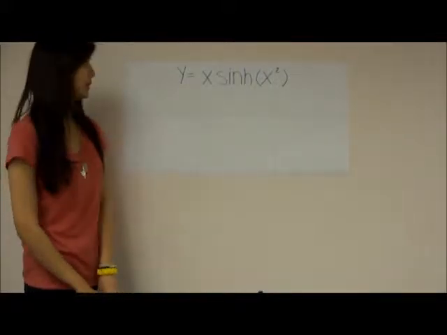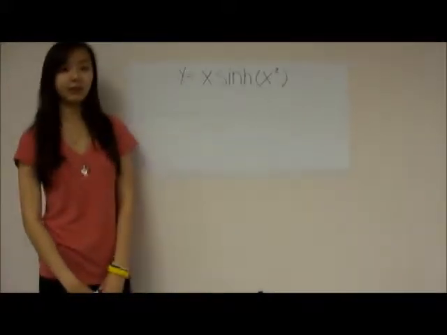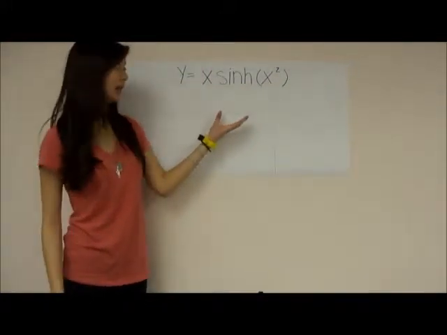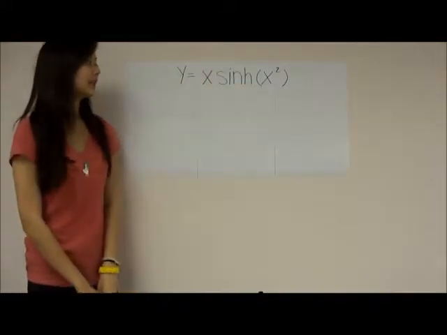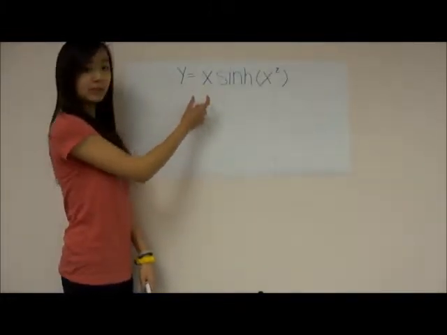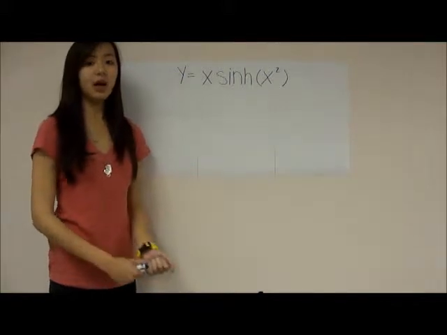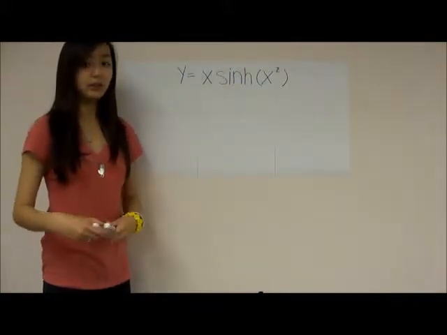The problem that we're going to be doing is finding the derivative of the function y equals x times hyperbolic sine of x squared. Now since this function has x being multiplied by hyperbolic sine of x squared, we have to use the product rule to find the derivative.